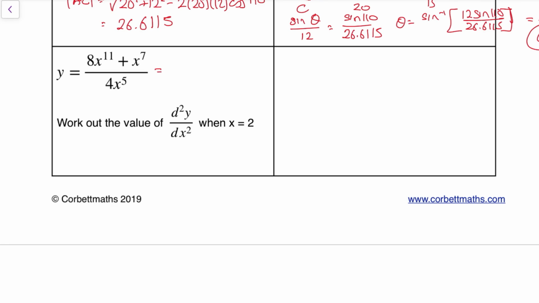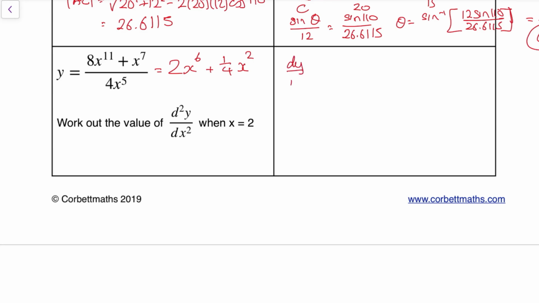So let's fix this first. So 8x to the power of 11 divided by 4x to the 5 is 4, not 4. 8 divided by 4 is 2, not 4. x to the 11 over 5 is x to the 6, and then I'm adding on. I've got to be careful here because it's 1 over 4, so it's a quarter, and then 7 minus 5 is 2, and then I need to differentiate it twice.